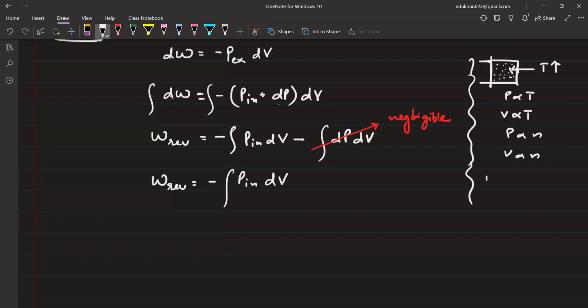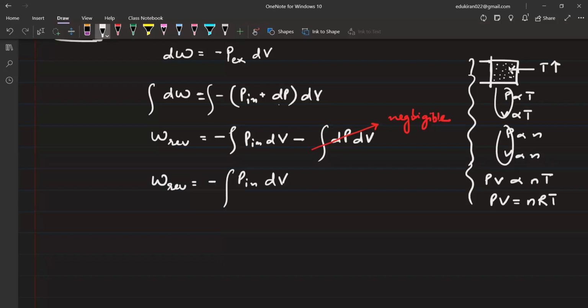Now if we add this up, then we can say pressure and volume both are directly proportional to number of moles and temperature. Correct? And then I can say PV is equal to n, some constant R multiplied by T. Now you understood this formula, yes or no?